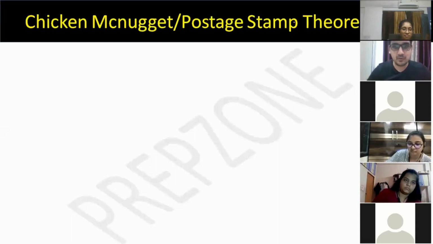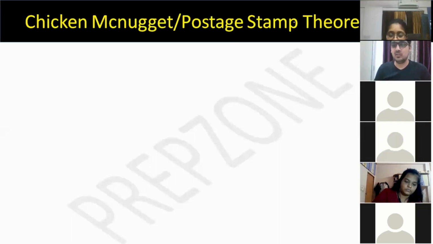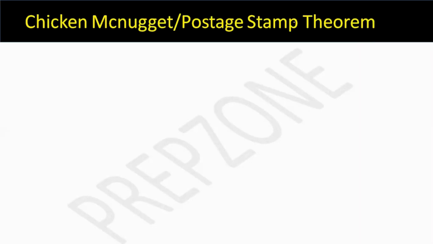Okay, so maybe before jumping on to what this theorem is, let me just ask you one question. Say for example, you had to form numbers using only two numbers, which is 2 and 5. Maybe I'll just write it here. Say you have infinite 2 rupee coins, and say you have infinite 5 rupee coins. Now you need to tell me, using 2 rupee coins and 5 rupee coins, what all numbers can you not form?